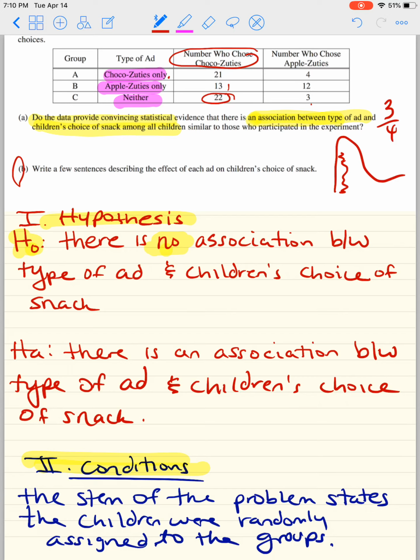So this is the number who chose, so 22. When they did show Choco Zooty, 21 chose Choco Zooty. Now, when they showed the ad about Apple, this actually increased to 12 compared to the 3 and the 4. It helped. But still people seem to like the Choco Zooty regardless of what ad was there. So, write down a few sentences and you guys will be all great.